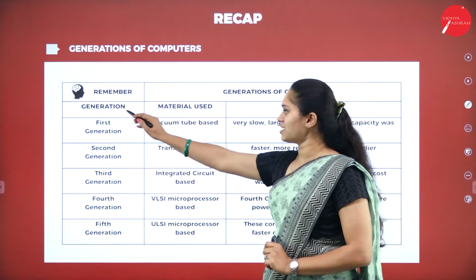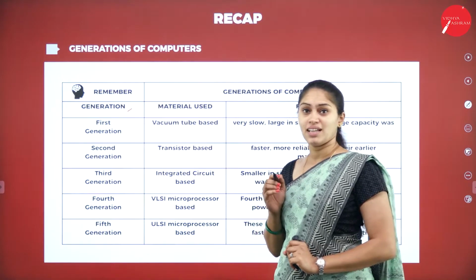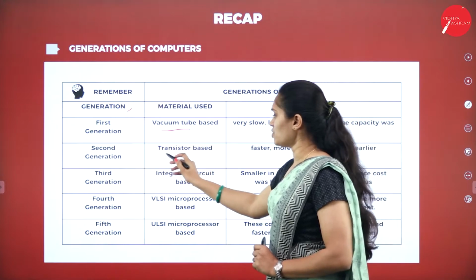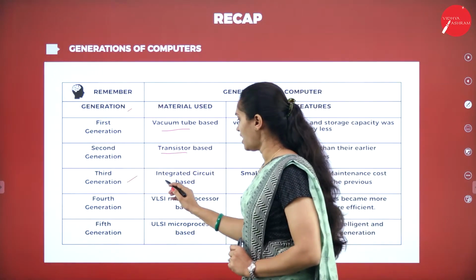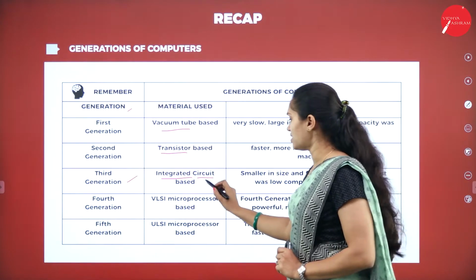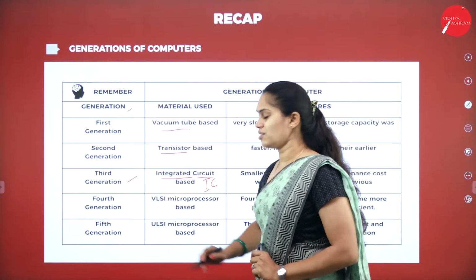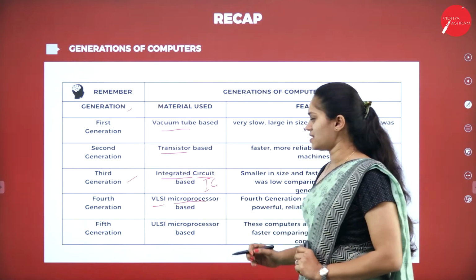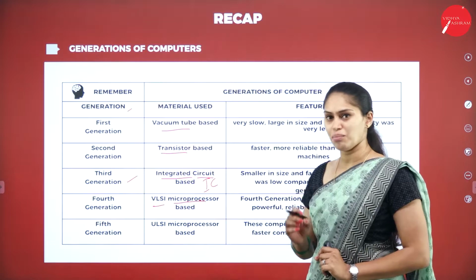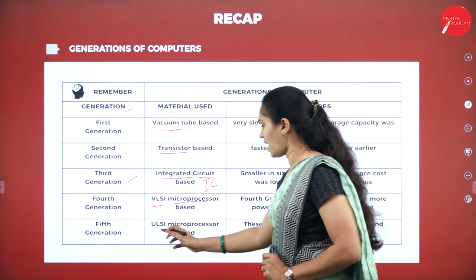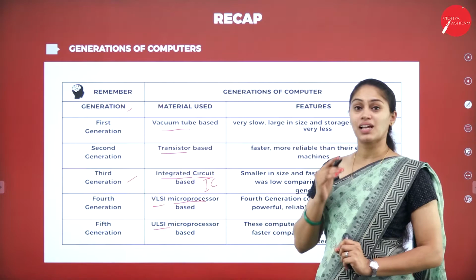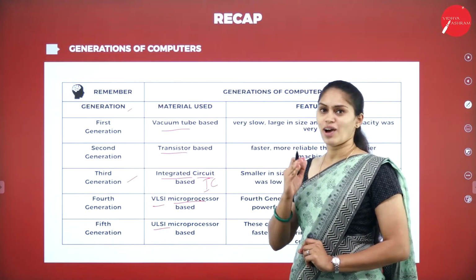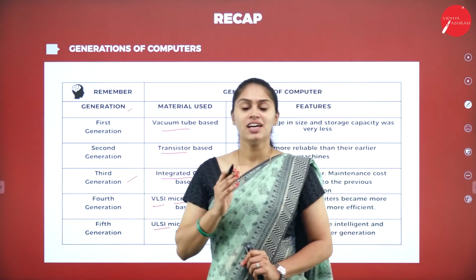When it comes to the first generation of a computer, the basic material they have used is vacuum tubes, and in the second generation, they have used transistors. In the third generation, integrated circuits, that is IC based, and in the fourth generation, very large scale integrated circuits, microprocessor. In the fifth generation of a computer, that is present and beyond, they have used ULSI, that is ultra large scale integration microprocessor. These are the points that you have to remember regarding the generations of a computer.